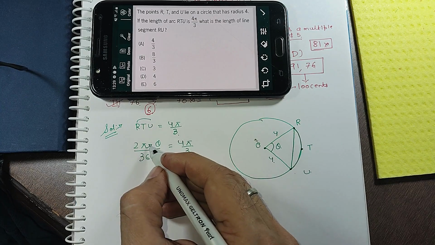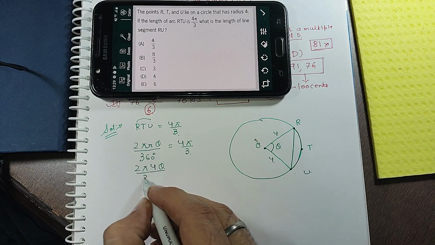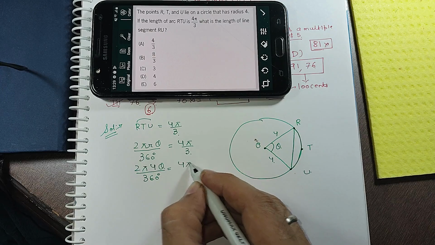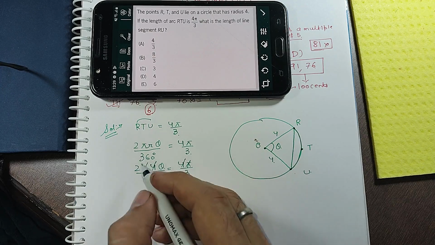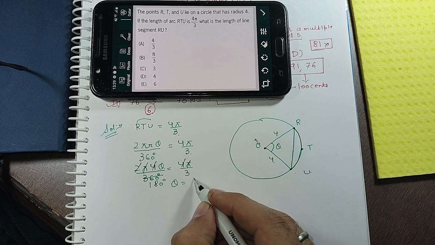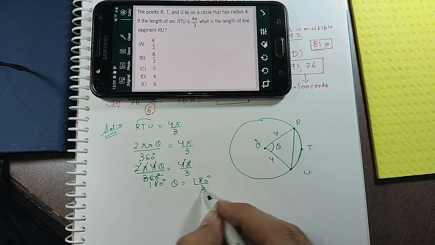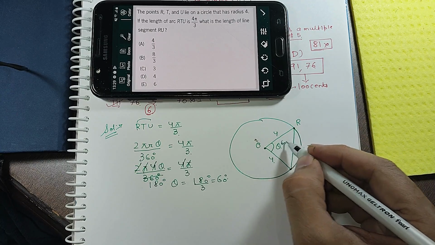R being 4, so we can replace R with the value 4. 2 pi 4 theta upon 360 degree equal to 4 pi by 3. So pi and pi get cancelled, 4 and 4 get cancelled. So here it will be 180. So theta will be equal to 180 degree divided by 3, which is equal to 60 degree. So this arc makes an angle of 60 degree at the center.